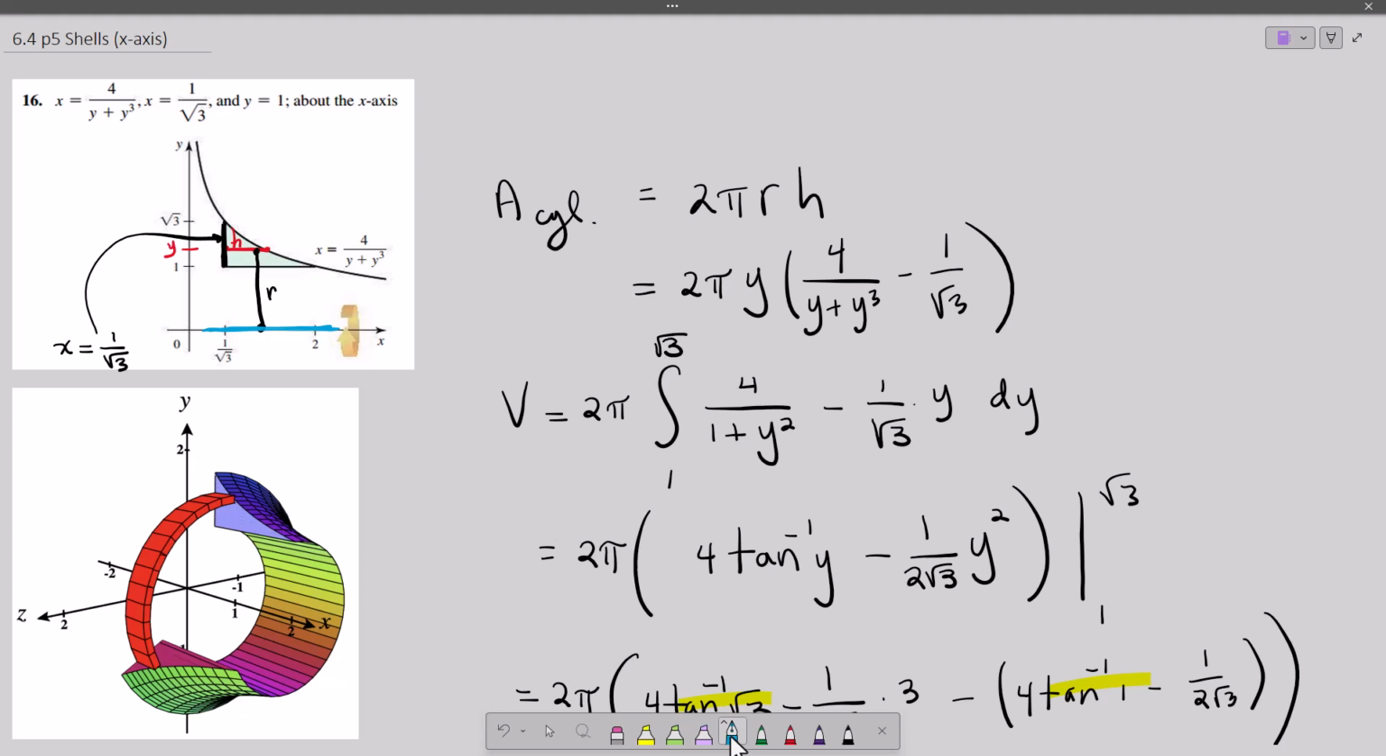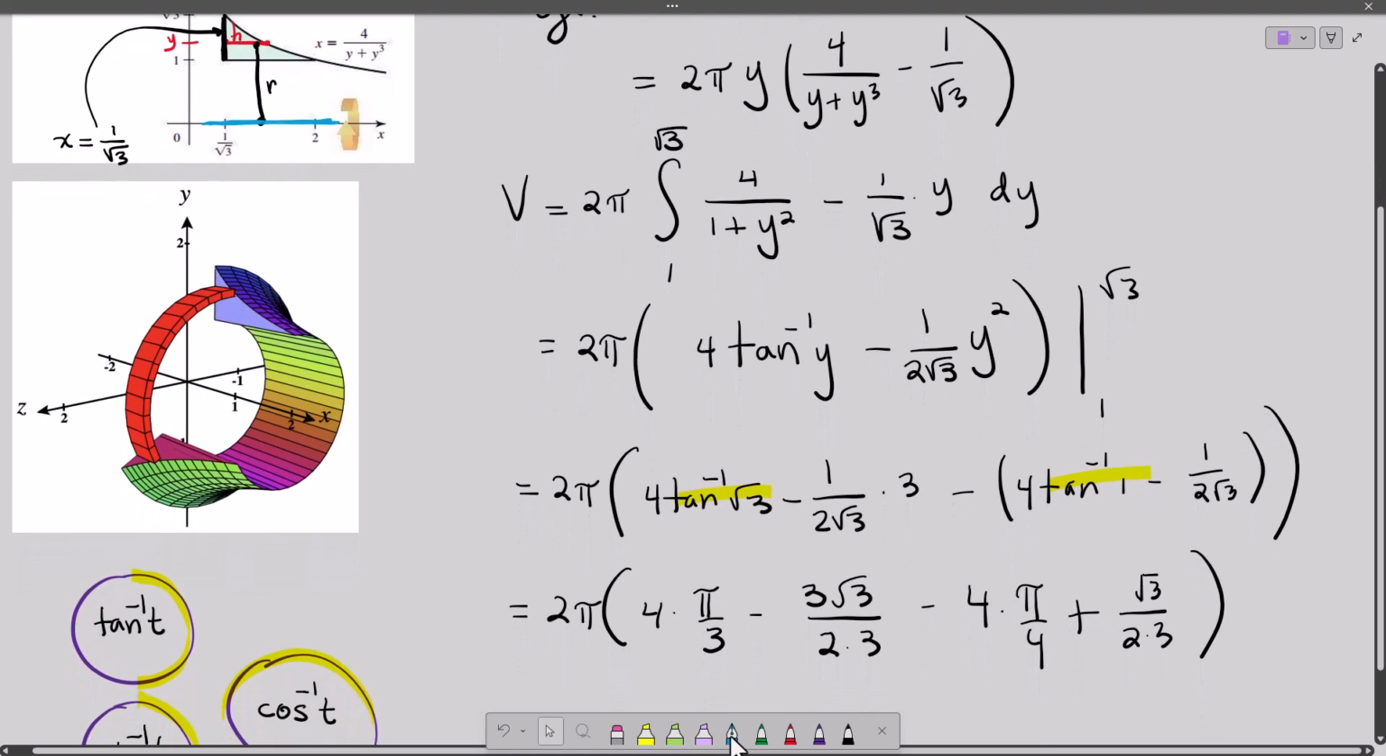Mm-hmm. Yes, exactly. So the limits of integration then fill in the blanks for all the possible radii. So no matter what radius value you have between 1 and root 3, those limits of integration take care of all those. So it's going to literally take care of all infinite possible cylinders. Yeah, it's amazing.